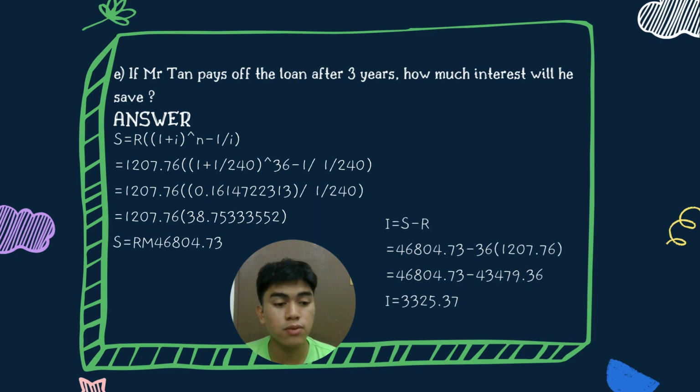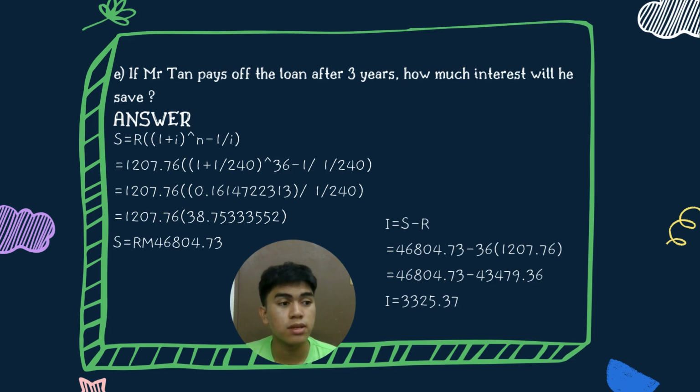First, we will solve the question in the smaller bracket. After that, we need to solve the question in the bracket. Lastly, we will times the answer we got with 1,207.76. Then we will get the final answer of S, that is RM 46,804.73. After we need to find the interest using the formula of I equal S minus R.